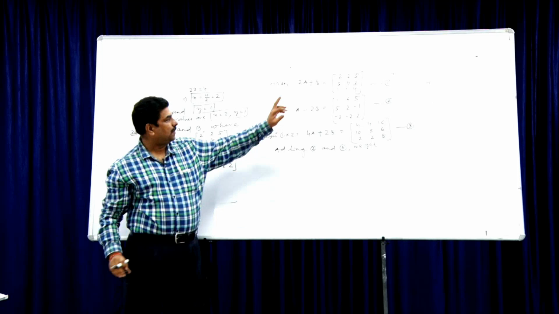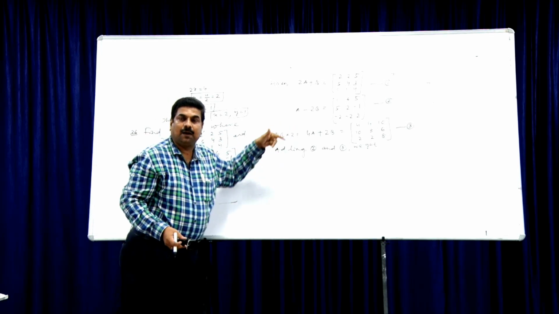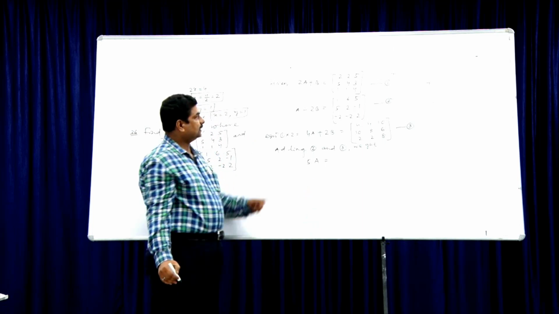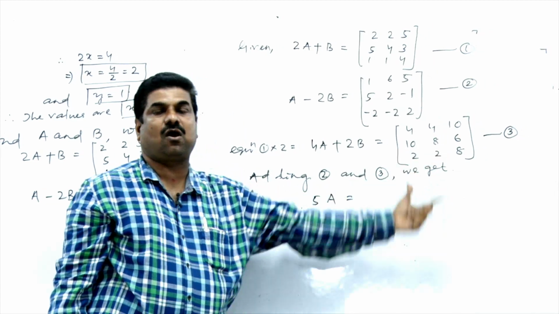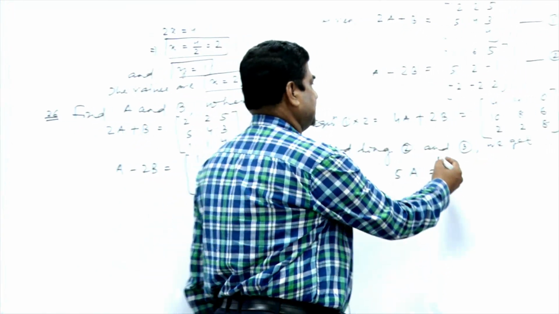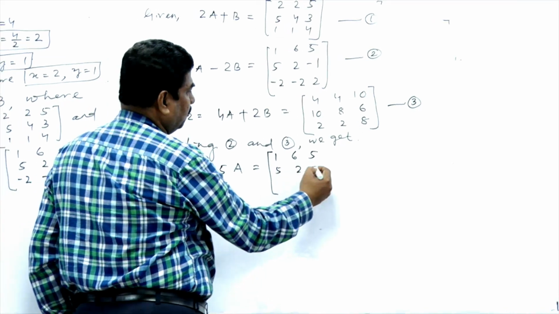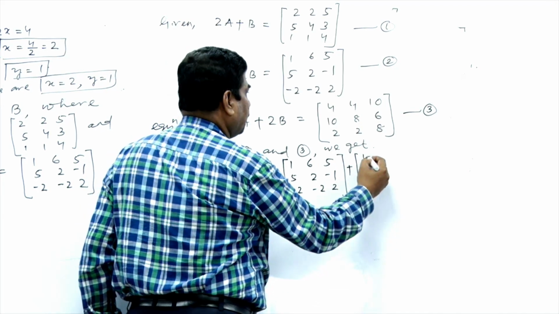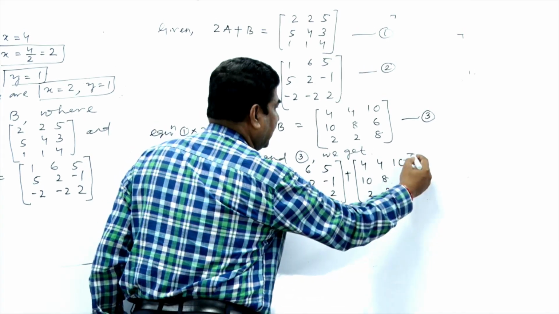minus 2B and plus 2B cancel, the rest is A plus 4A, which is equal to 5A. On the right-hand side, this is a matrix of order 3 by 3 and this one is also a matrix of order 3 by 3. Then we add these two matrices: 1 6 5 5 2 minus 1 minus 2 minus 2 2 plus 4 4 10 10 8 6 2 2 8.